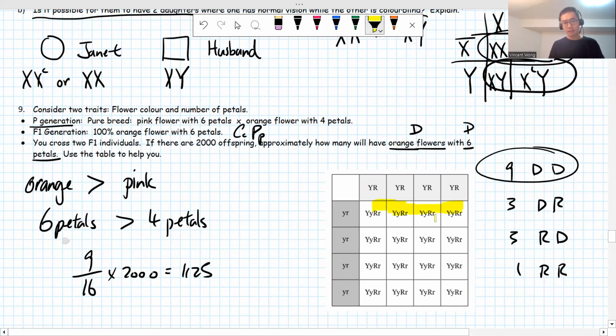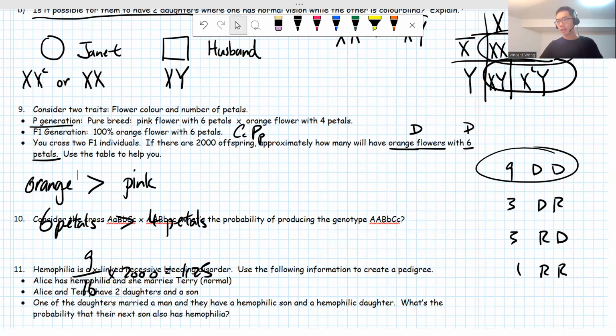So this table is just for you to use if you forgot. Dominant and dominant, that's going to be these ones, the ones that I'm coloring. Oh, sorry, I gave you the wrong chart here, actually. I just realized it. That's the wrong chart. It should be something like this instead.